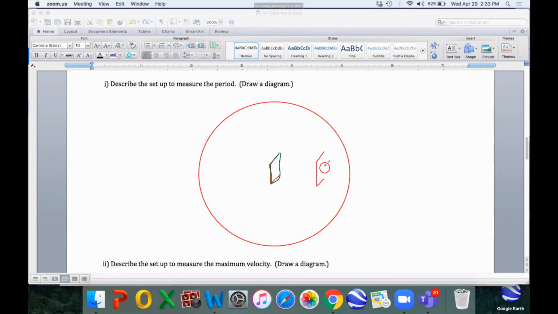Could you put it at the maximum displacement on the other side? I would do that. No, I won't. I'll get in trouble doing that too. Hold on, let me just explain this first.